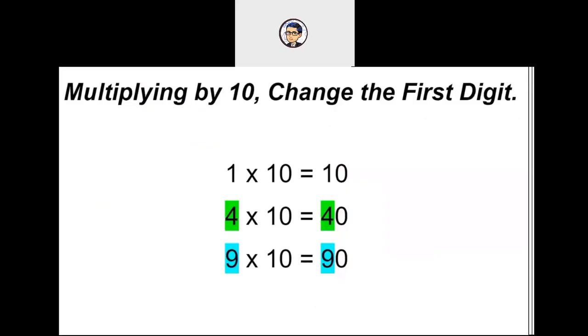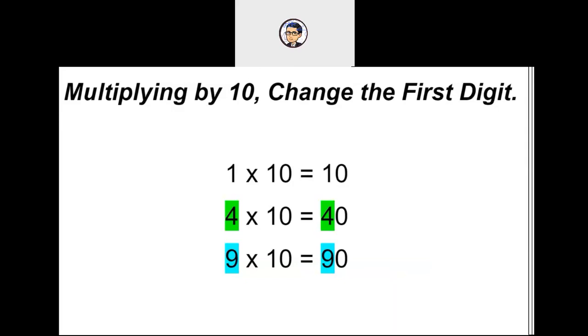Whenever we multiply by 10, the tens column changes to the number we are multiplying by. This is a little trick that I use. 4 times 10 equals 40. I replace the 1 in 10 and change it to 4 tens, because 1 times 4 is 4. So 4 times 10 equals 40.